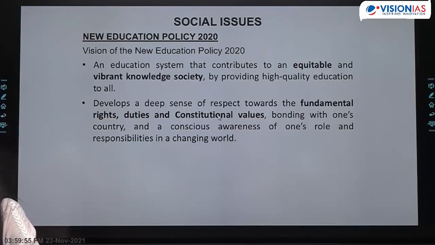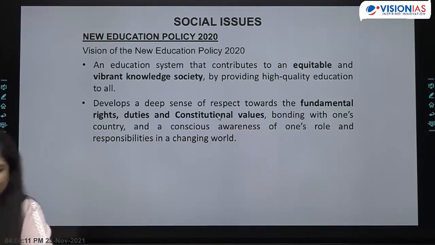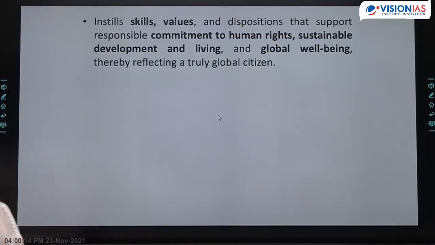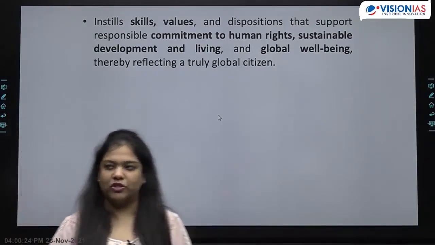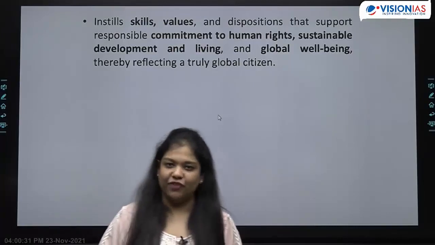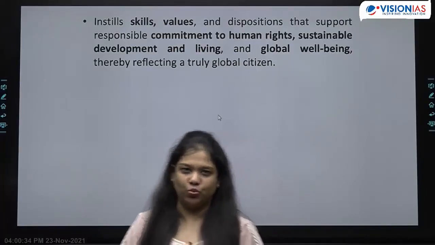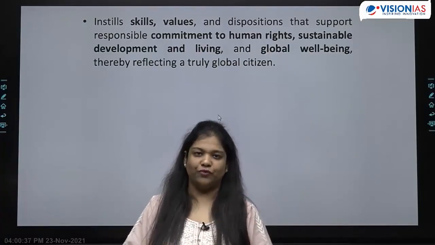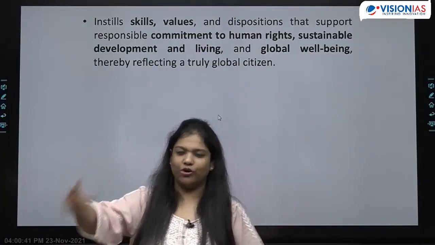Vision of new education policy was basically to create an equitable and vibrant, knowledgeable society, to create a society which is aware about their rights, duties, constitutional values, ठीक है, which basically to create a virtuous society, in simple words, right? A society which is skilled, which is virtuous, which is committed to protection of human rights, sustainable development, global well-being. तो अगर कभी क्वेश्चन बनता है न्यू एजुकेशन पॉलिसी पे, दिस कैन हेल्प यू इन ओवरऑल अंडरस्टैंडिंग दैट द ऑब्जेक्टिव वाज टू क्रिएट अ सोसाइटी व्हिच इज स्किल्ड, व्हिच इज वर्चुअस, व्हिच इज committed to different values like sustainable development, global well-being, or human rights.